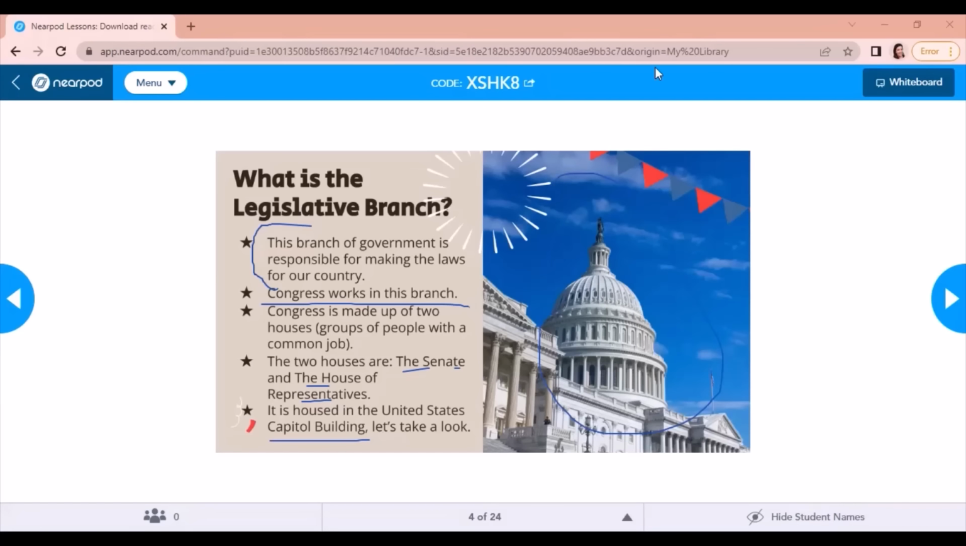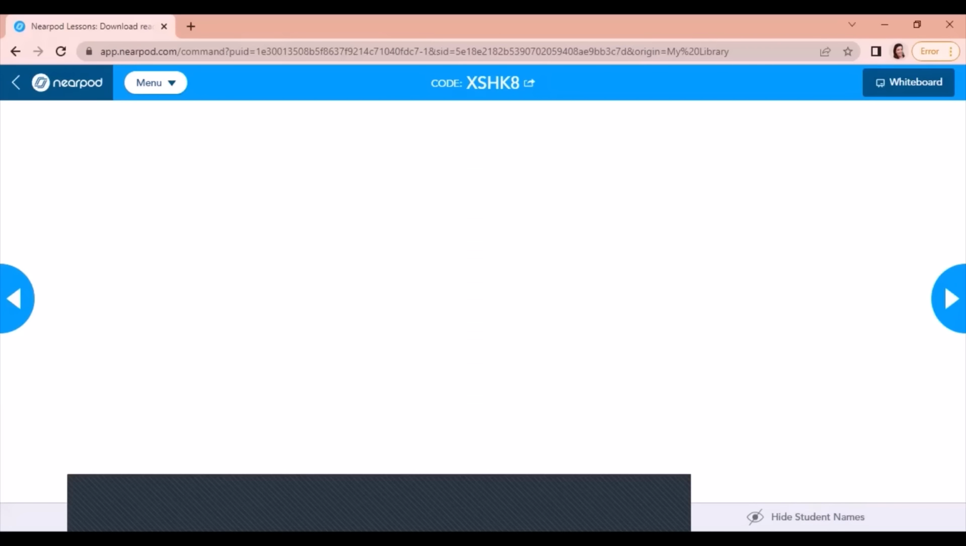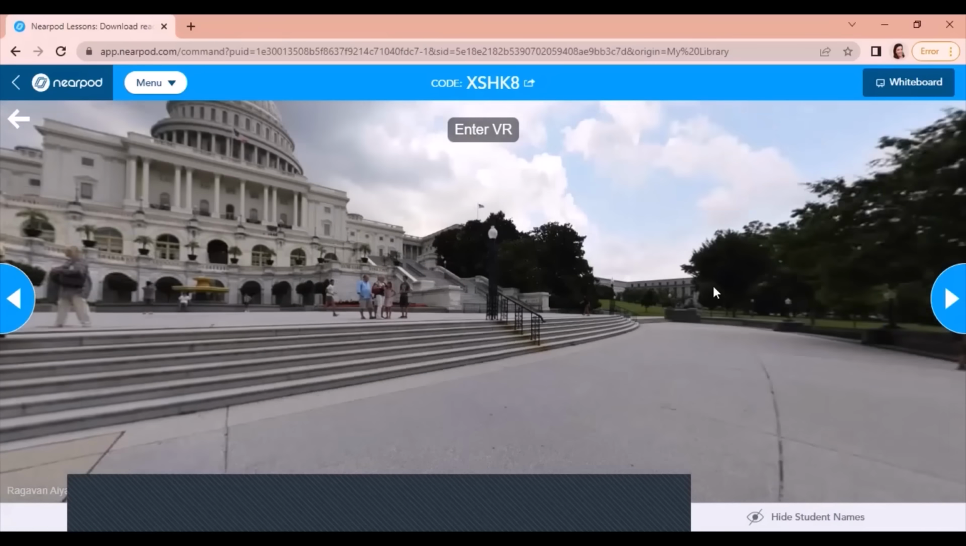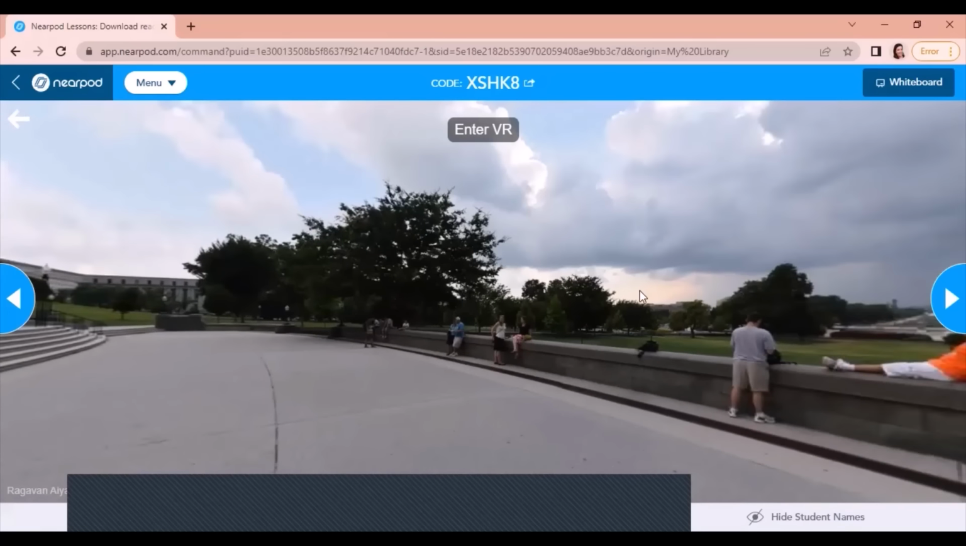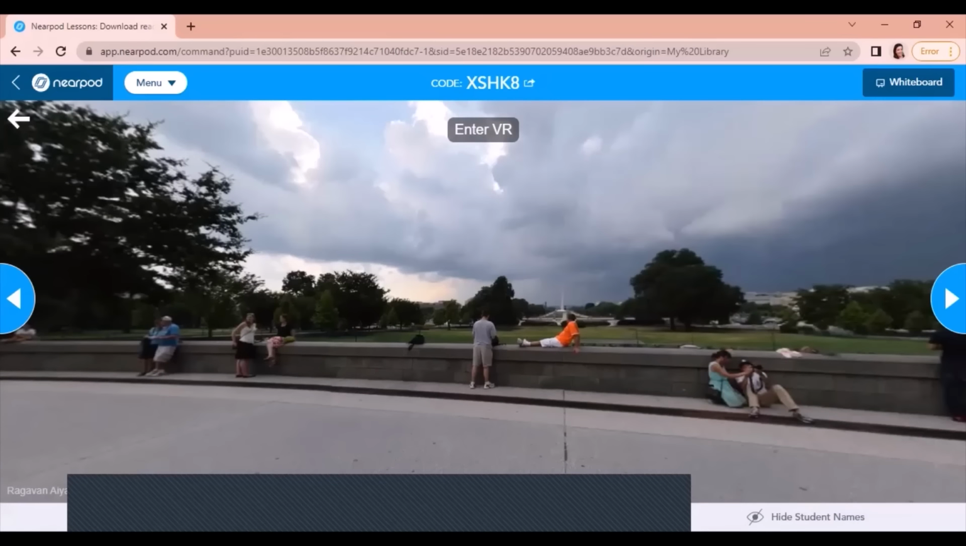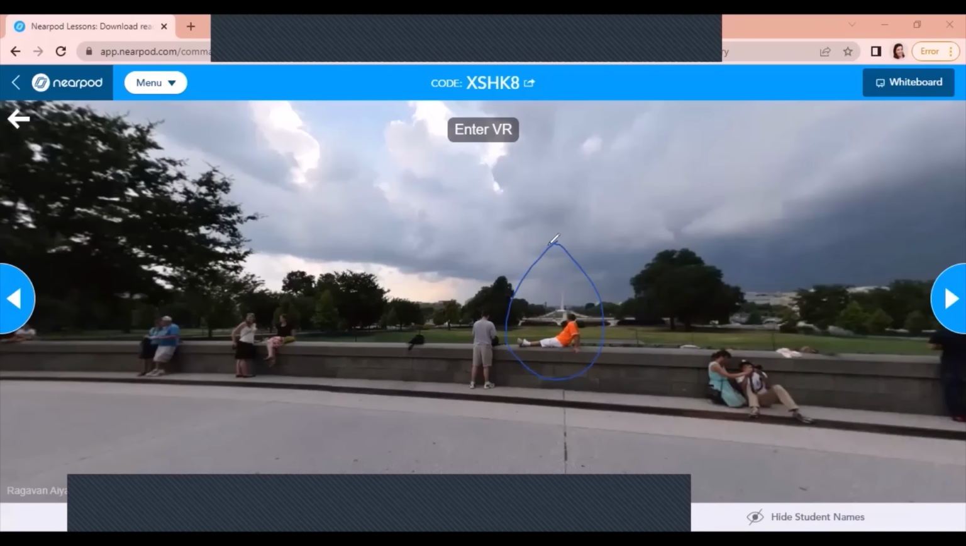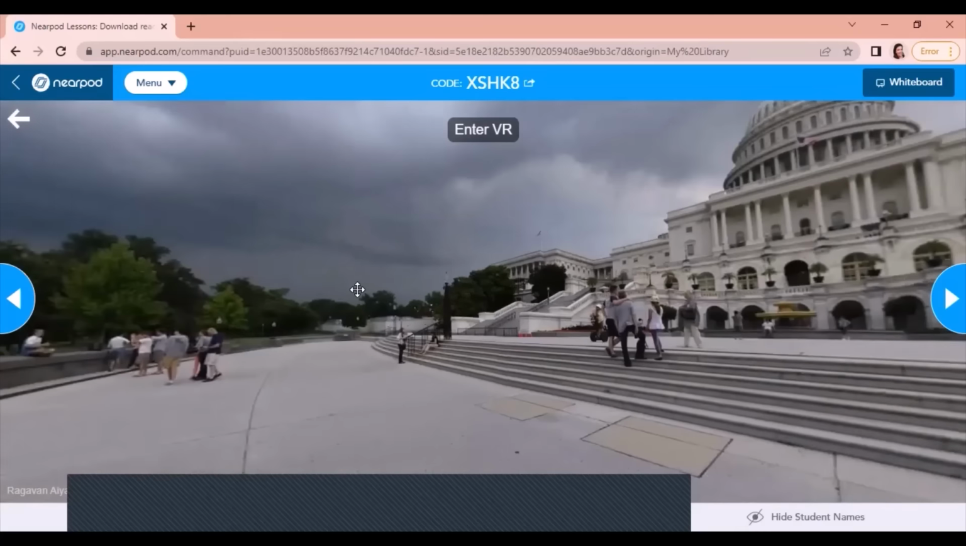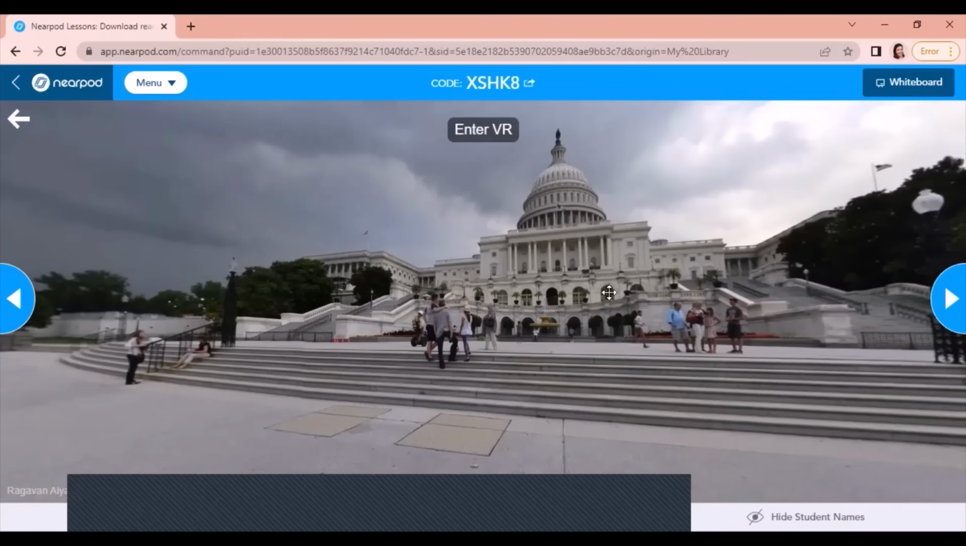So this is the Capitol building. Let's take a look. All right, on your self-paced lesson, you can control this yourself. But for the sake of this video, I will do a quick turnaround of the Capitol building. So all the way in the distance over here is the Washington Monument. And then over here is where I used to work. And let's keep going. Very cloudy day this day. So that is the Capitol building.